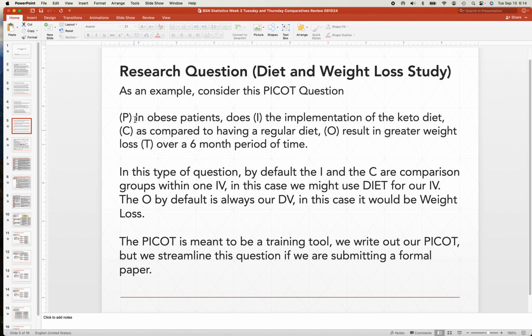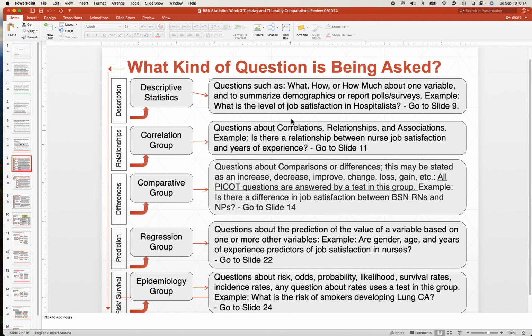If we look at our PICO question, we do not see these words here. We do not see relationship. We do not see association. We do not see correlation. So this question, in obese patients, does the implementation of the keto diet as compared to having a regular diet result in greater weight loss over a 6-month time period? Because it does not have any of those three words in it, it cannot be a correlation group type question.